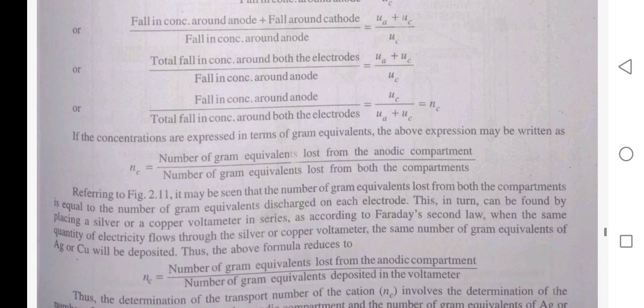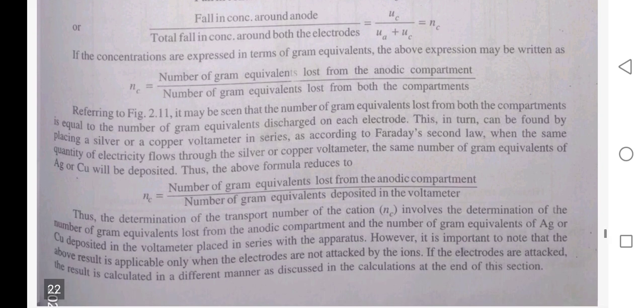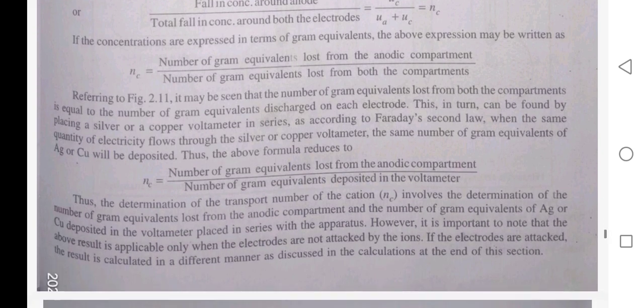If the concentrations are expressed in terms of gram equivalents, the above expression may be written as Nc is equal to the number of gram equivalents lost from the anodic compartment upon the number of gram equivalents lost from both the compartments. It may be seen that the number of gram equivalents lost from both compartments is equal to the number of gram equivalents discharged at each electrode.